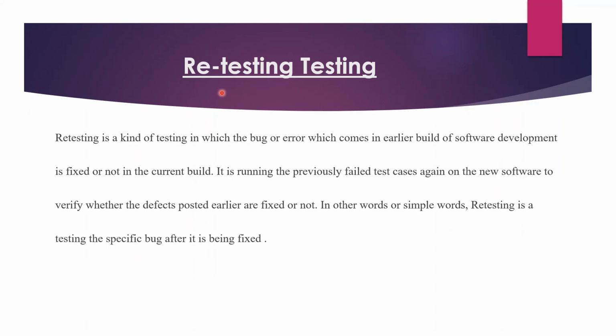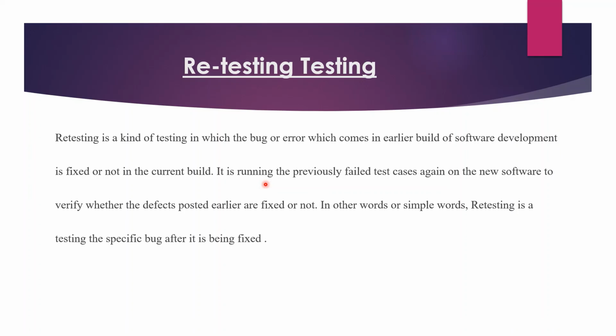Retesting. Retesting, as the name suggests, is testing done after the code is executed. So retesting is the kind of testing in which a bug or error which came up in an earlier build of software development is fixed by the dev team, and it is the responsibility of testers to test it before making that build live or going to deployment. So it is their responsibility to execute the code to find out whether it is running properly or not.